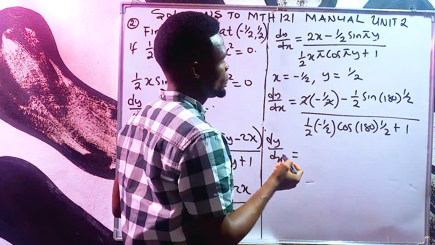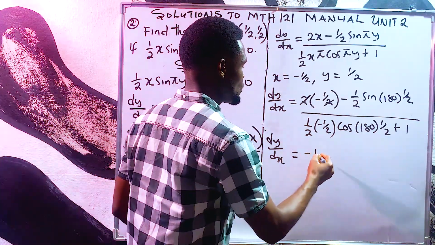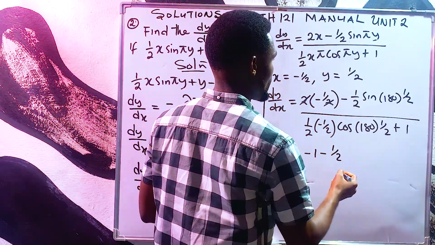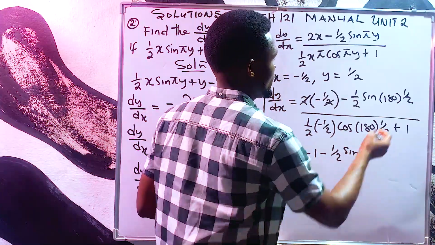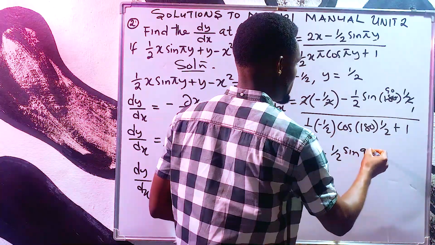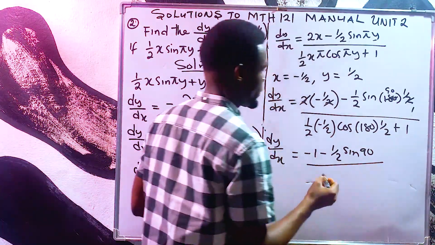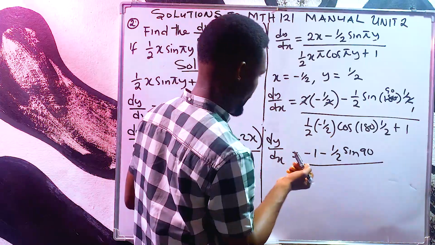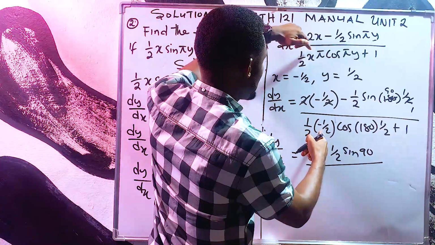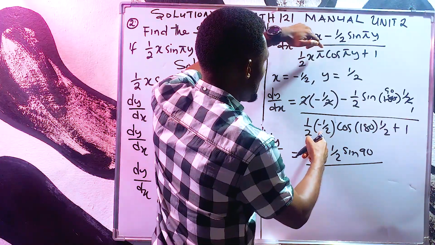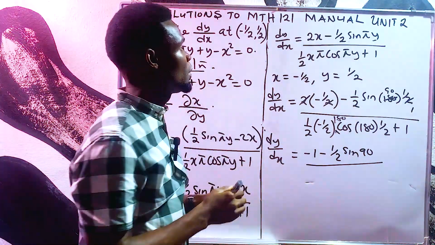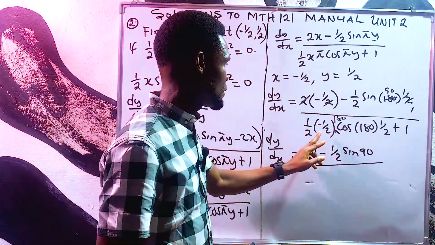2 will go into 2, so you have 1. Everything there is minus 1. Then minus 1 over 2 sine. Now, 2 here, 1. 2 here, 90. So you have sine 90 all over. Please note, in this substitution, this is 1 over 2. Then x is minus half. Pi is 180. So this is 180 here.